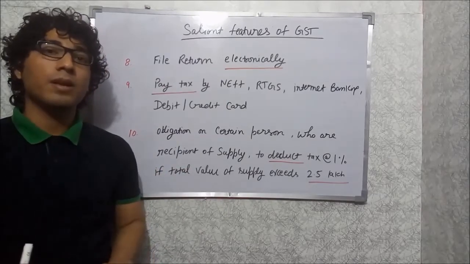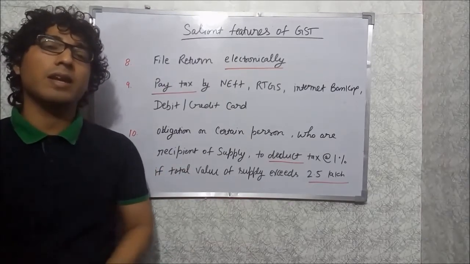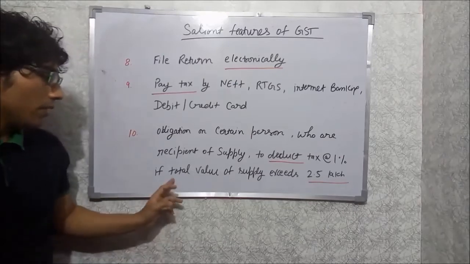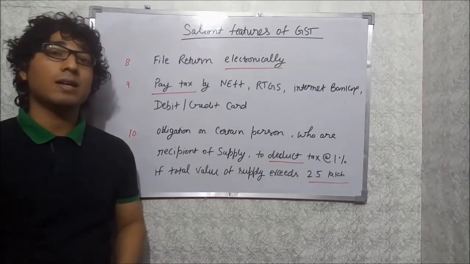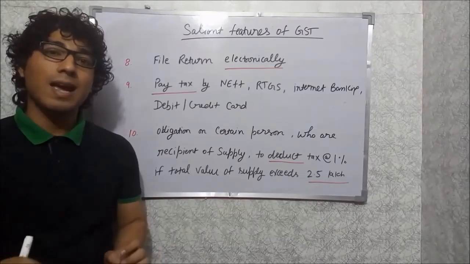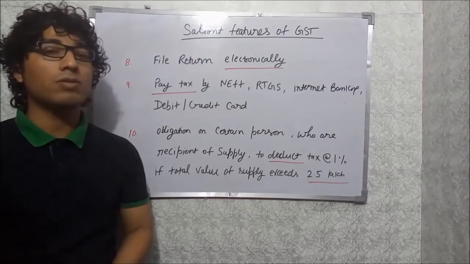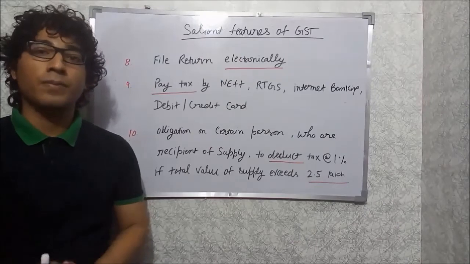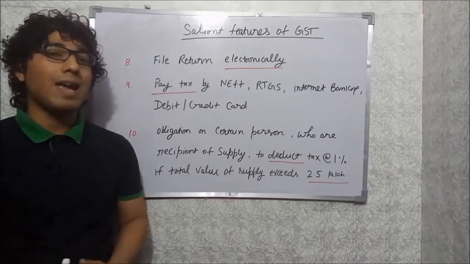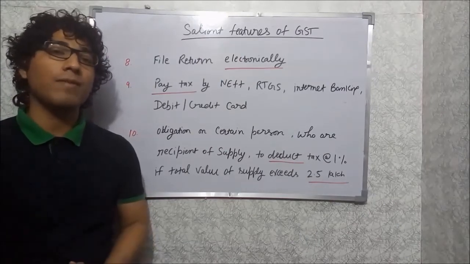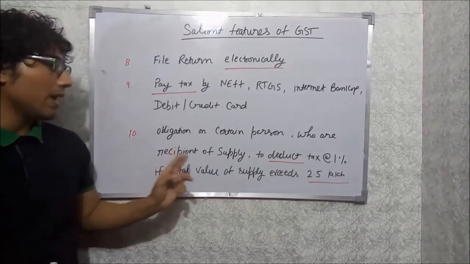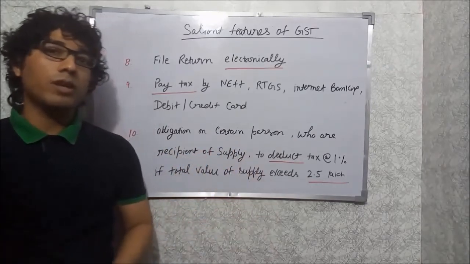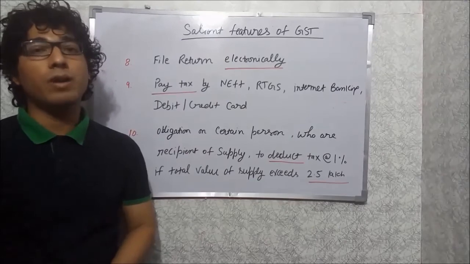And then there is an obligation on certain types of persons who are recipients of supply to deduct tax at the rate of 1% if the total value of supply under the contract exceeds 2,50,000 rupees. So there is an obligation on certain persons if the value of supply exceeds 2.5 lakh rupees, and they have to deduct the tax at the rate of 1%.